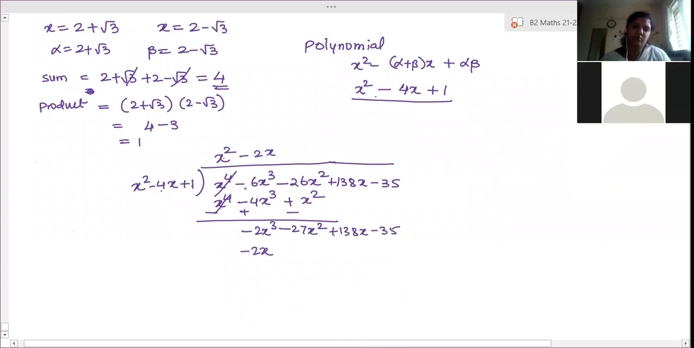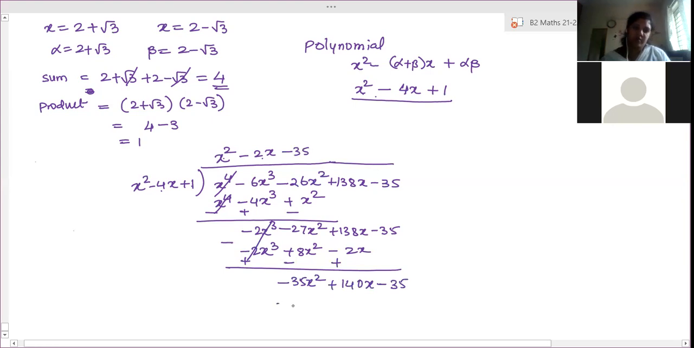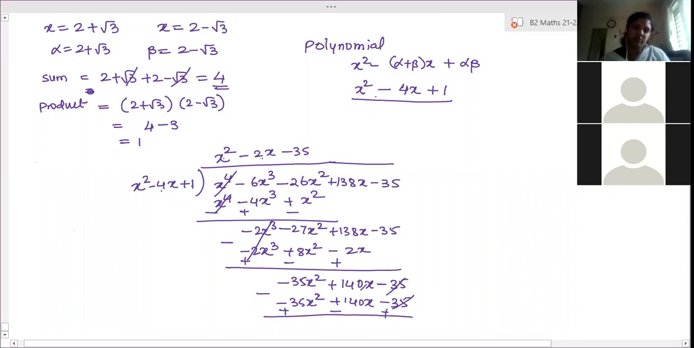Now next quotient is minus 2x. So minus 2x cube. Minus 2x into minus 4x is plus 8x square. And minus 2x. Minus, so the sign will change. Just get cancelled. Minus 35x square plus 140x minus 35. So quotient is minus 35. Minus 35x square plus 140x minus 35. When you subtract, everything cancelled. This becomes 0, this becomes 0, this becomes 0. So you got the quotient as x square minus 2x minus 35.